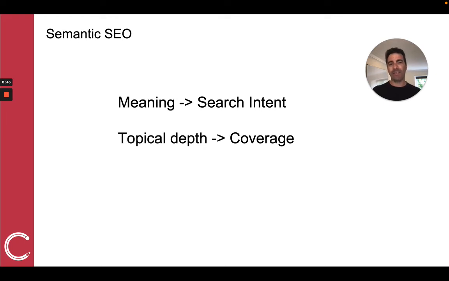And then the second is topical depth, which for me is about coverage. Have I covered the topic in as much detail as possible? And have I covered every angle as well? And does it logically flow? So that's, I think, a really good definition of semantic SEO.